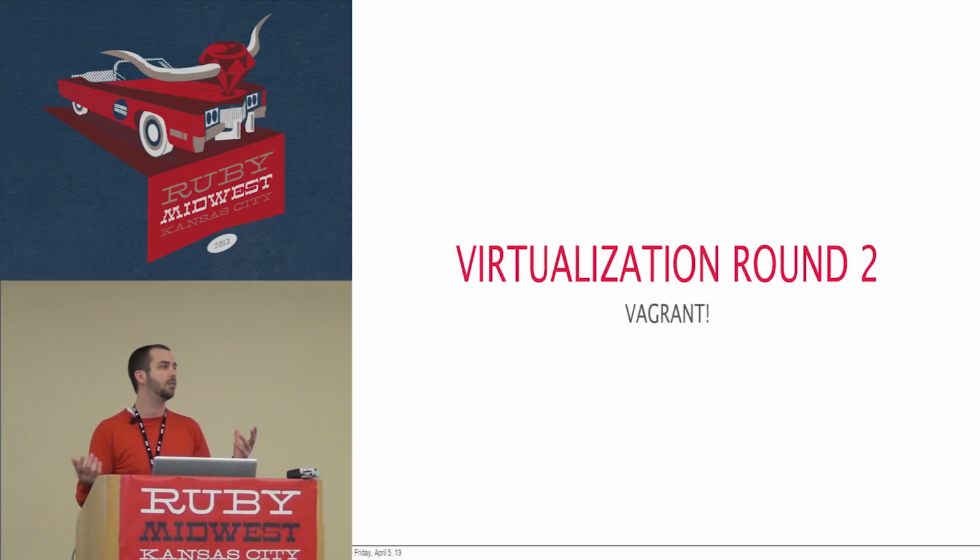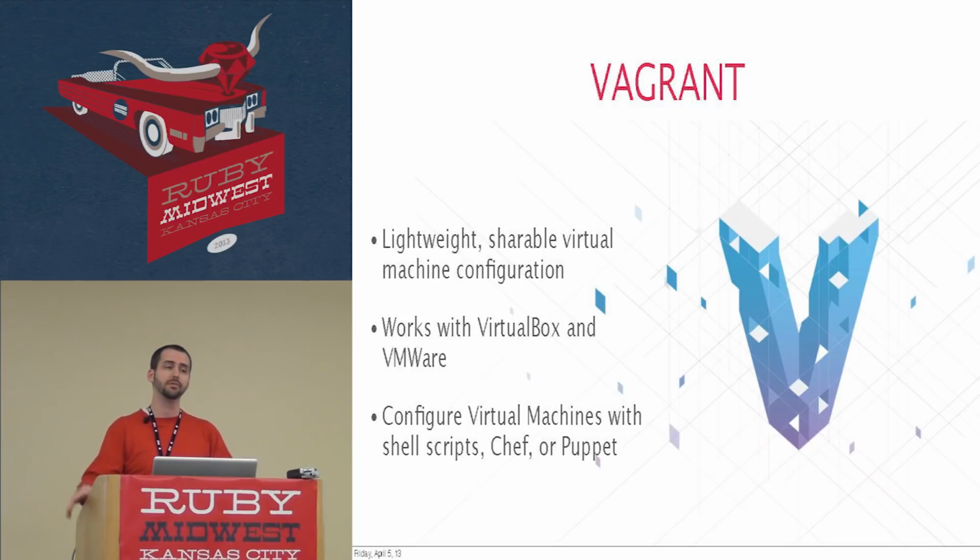So now we're going to talk about what we did after that. About 6 months ago, we went full in with Vagrant. And it's gone really well since then. So what is Vagrant? Vagrant is a way, with some simple configuration files, to set up a virtual machine to do just about anything you want. And we're going to go through that in pretty good detail here. It works with either VirtualBox or VMware. The VMware support is fairly new. And you're able to configure those machines with shell scripts, Puppet, or Chef.